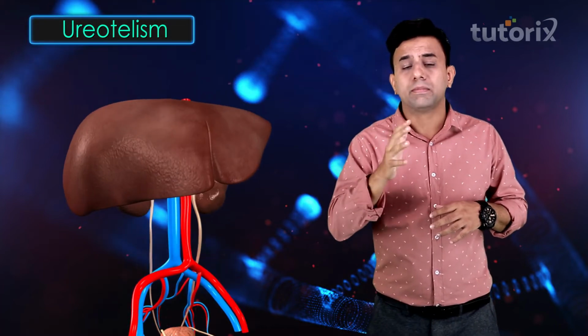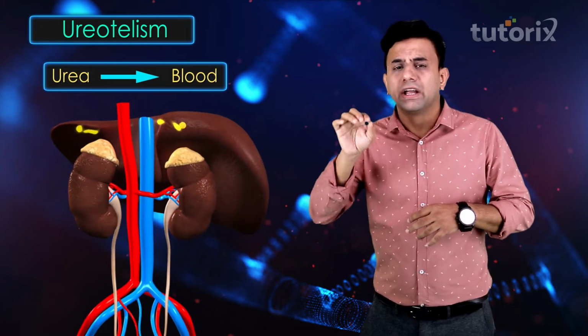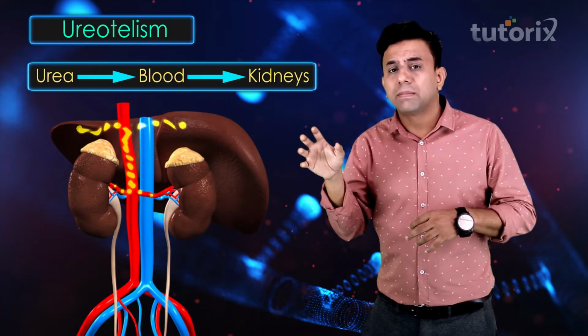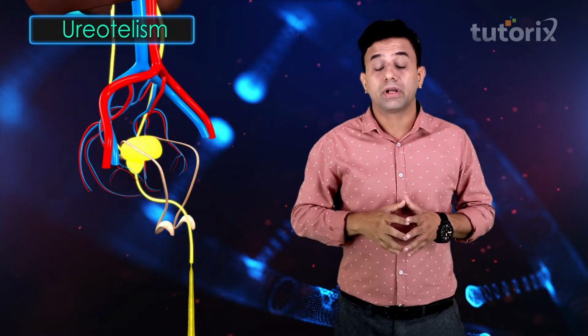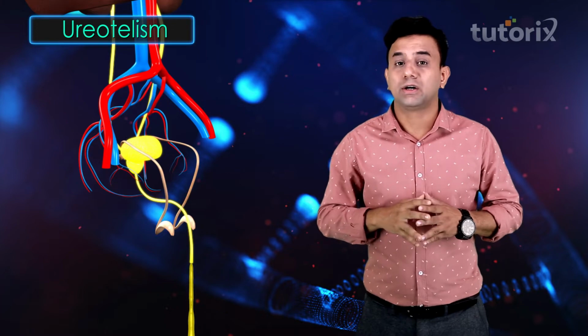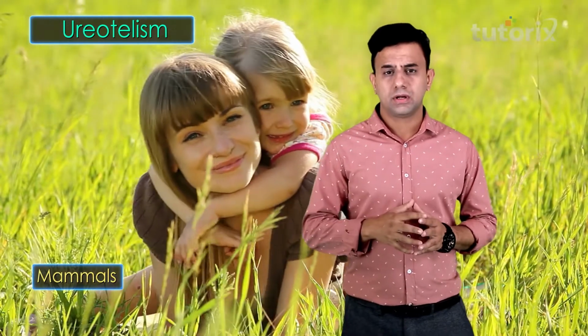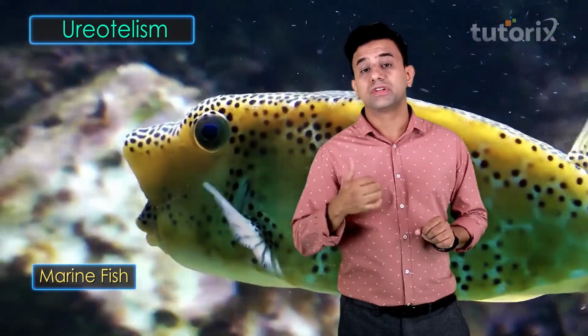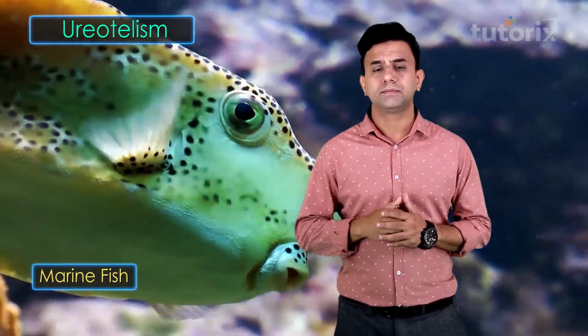Here, all you need to remember is the ammonia gets converted into urea in the liver, and this urea gets released into the blood, and from the blood it is taken to our kidneys, and from here it gets eliminated out of the body. So I hope things are crystal clear till now. Let us now see some of the examples of this type of excretory mode, that is ureotelism. Mammals, many terrestrial amphibians as well as marine fishes show this type of excretion, that is, they excrete in the form of urea.